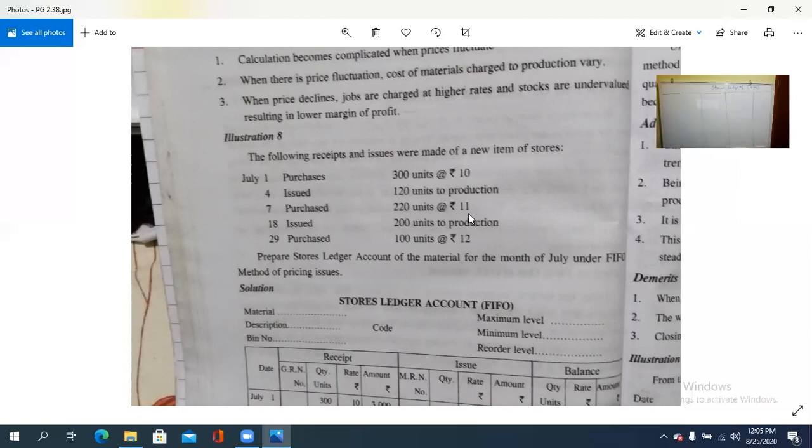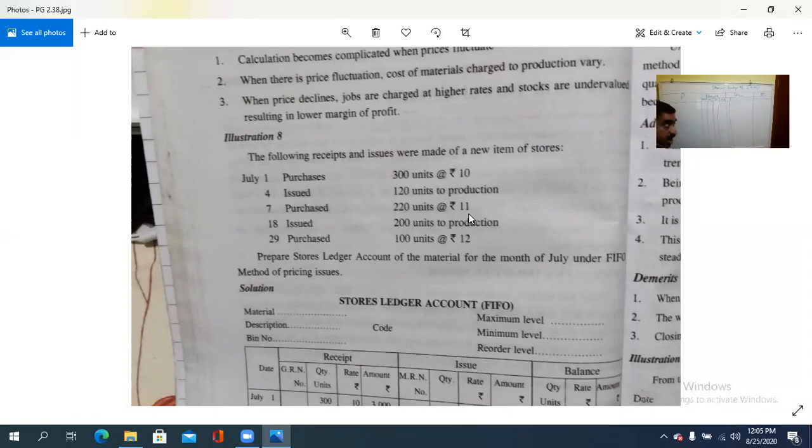Okay, July 1. Here we have the receipt, the issue, the balance, and the particulars. Under these there are several columns: the GRN number, the quantity or units, the rate, and the amount. Four columns for each purpose. So this is GRN, this is quantity, this is rate, this is amount. The same here also.